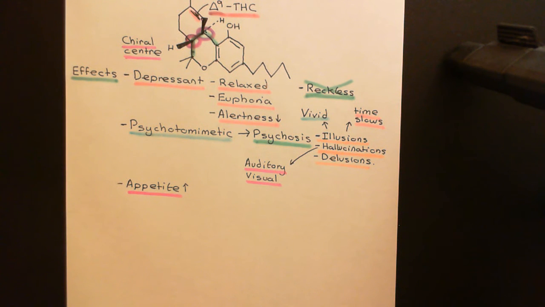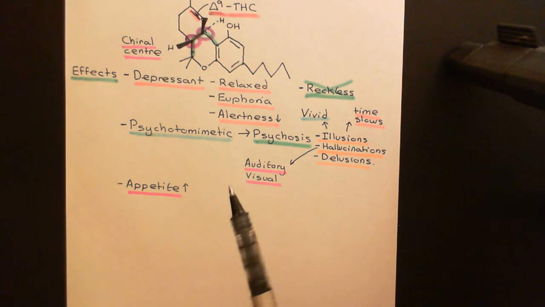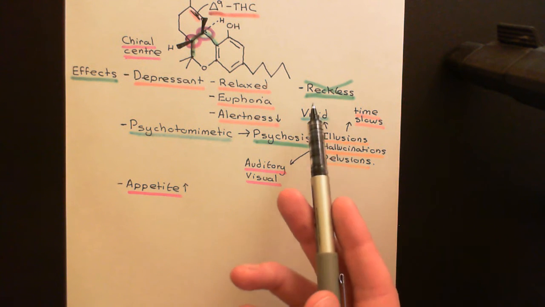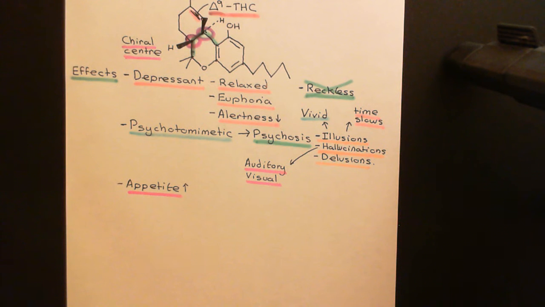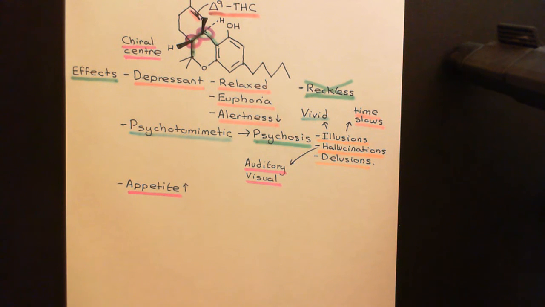And these effects can be divided into two major categories: the depressant effects, which are similar to those caused by alcohol but without the recklessness that alcohol causes, and the psychotomimetic effects, where it can produce symptoms similar to psychosis, specifically illusions, and more rarely hallucinations. Finally, there's also a third category of the mental effects of delta-9 tetrahydrocannabinol, which is that it raises appetite.